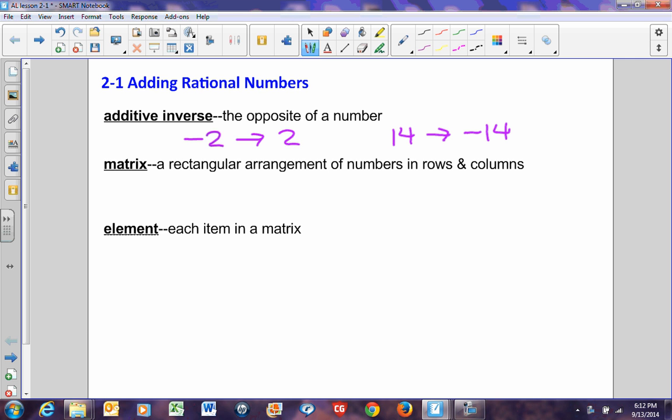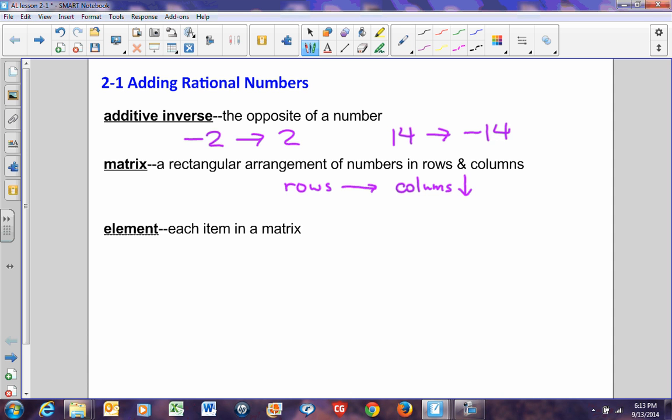A matrix is a rectangular arrangement of numbers in rows and columns. It's not a movie. Well, it is a movie, but in math, it's a rectangular arrangement of numbers in rows and columns. Rows, if you remember, go this way. Columns go this way.